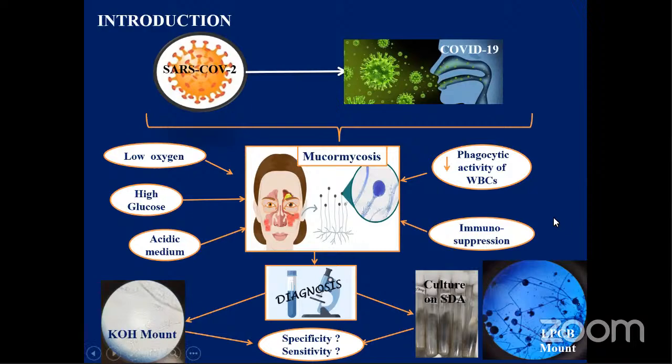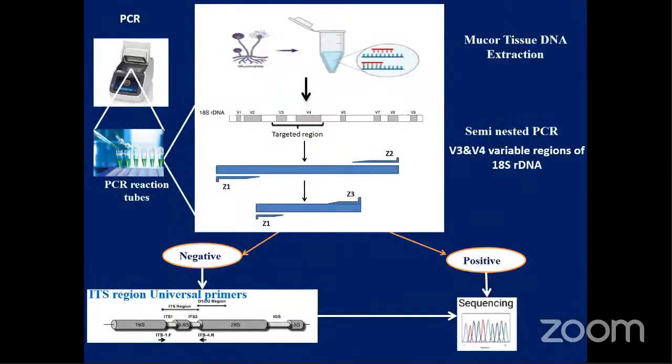Factors favoring growth of mucormycosis in COVID-19 patients are low oxygen, high glucose, ketoacidosis, decreased phagocytic activity of WBCs, and immunosuppression. Mucormycosis is diagnosed by KOH mount and culture on SDA, which is further examined by LPCB. The specificity and sensitivity of KOH and culture are questionable. Hence, we have looked at diagnosis at the molecular level.